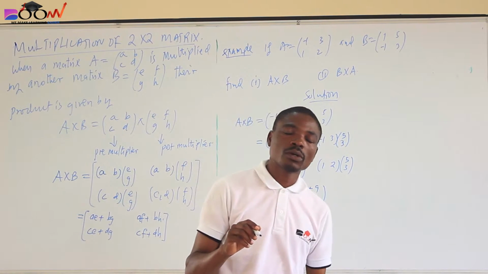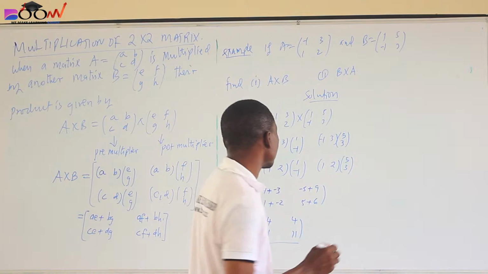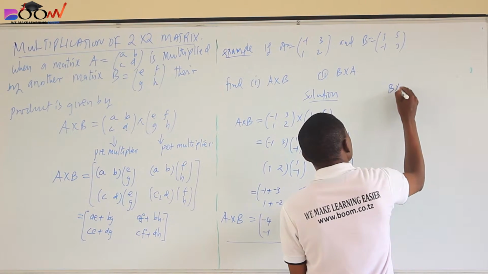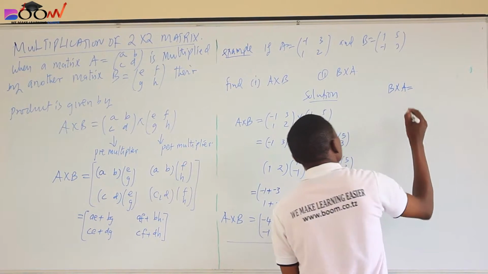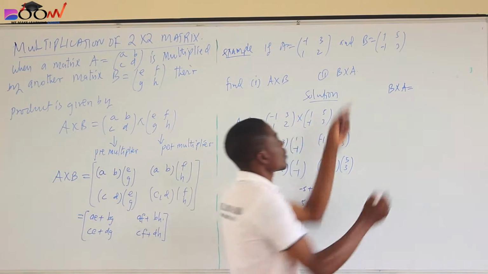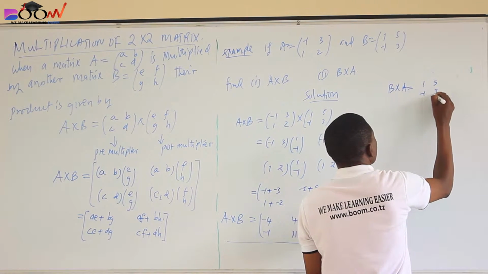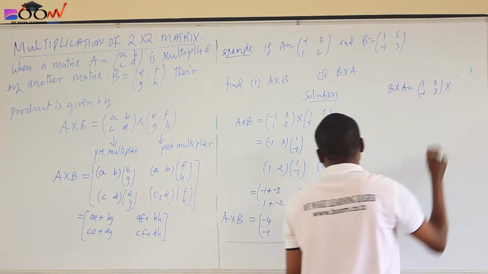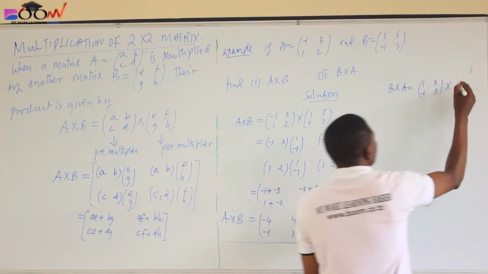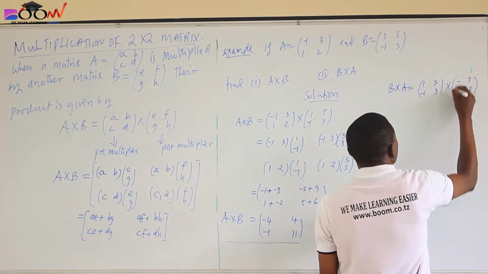What about now matrix B times matrix A? That is matrix B cross matrix A. You start with matrix B. Here it is: 1, 5, negative 1, 3. You multiply by matrix A. Here it is: negative 1, 3, 1, 2.